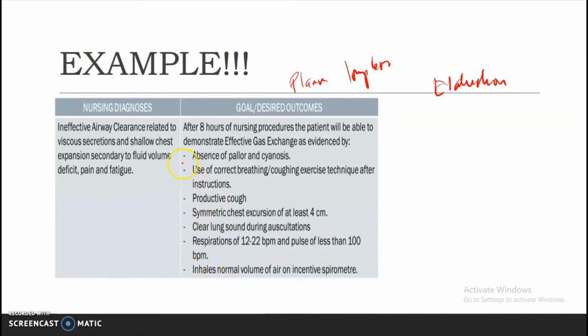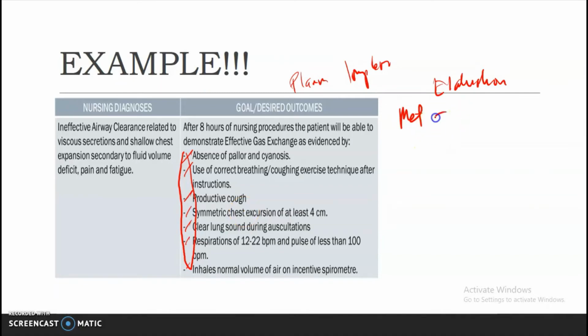Because these are the criteria, these are the desired outcomes. So you are going to evaluate it and relate this to your nursing interventions, then draw a conclusion kung na-meet ba o hindi. So, met if all of these desired outcomes were achieved after the interventions or during the evaluation phase.